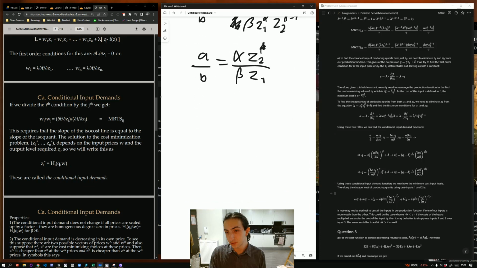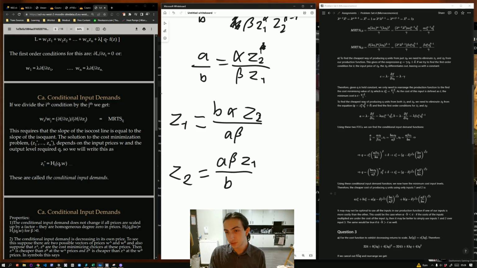If we do that, I'm just simplifying here, I'm not going to go over the entire thing, but you get B alpha. There's a difficult thing here where you've got beta, B, A and B, but you also have alpha and beta, so it's a bit annoying. But you get this for Z1, essentially. That's going to be A beta. Then for Z2, you're going to get A beta Z1 over B alpha. Sort of just the inverse, basically.